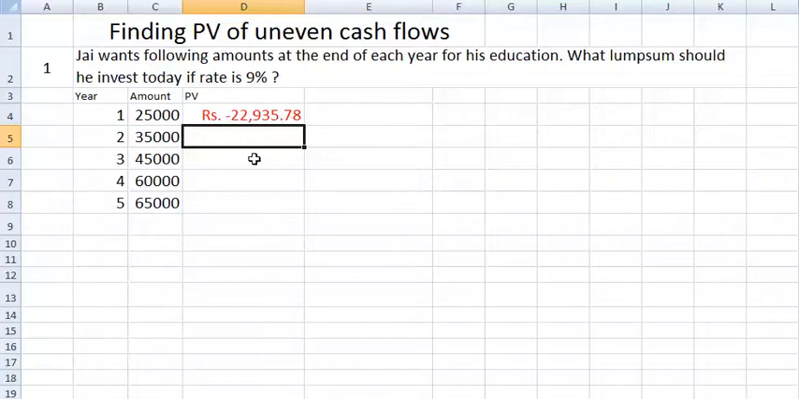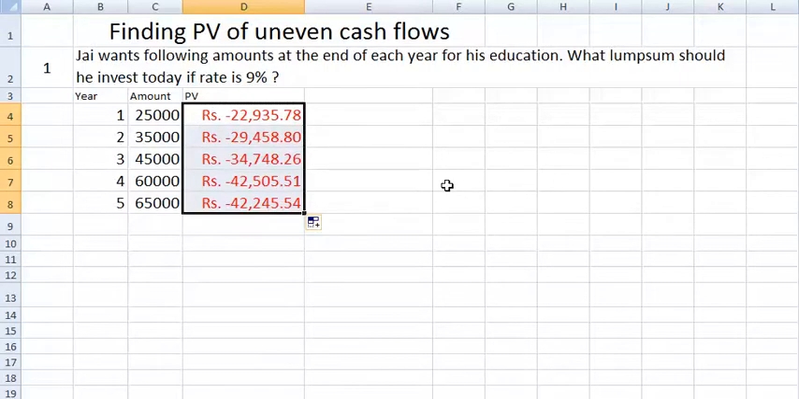So the answer comes to 22,935. So you invest 22,935.78 rupees in order to get 25,000 after 1 year. Now let's drag it down to get figures for other cells also.